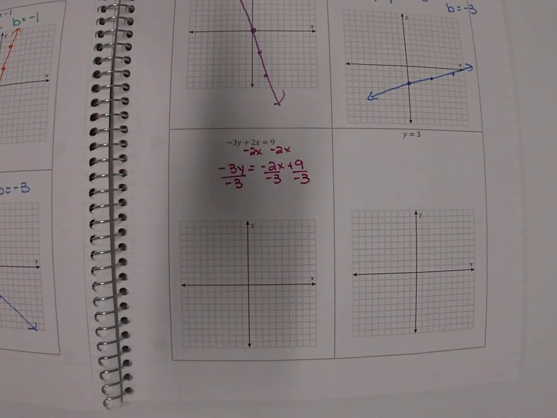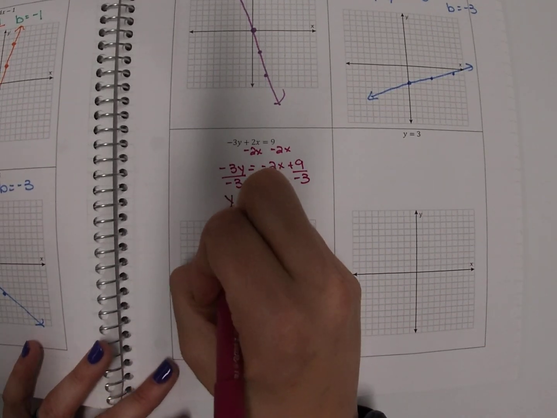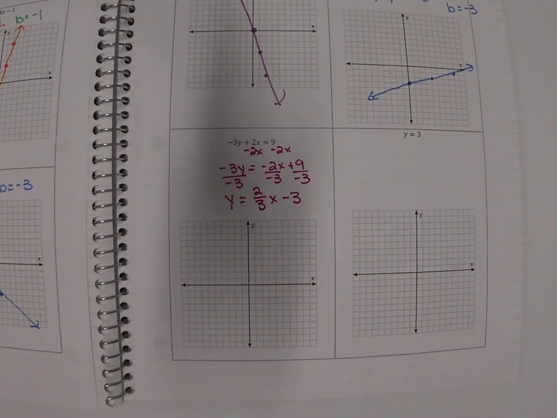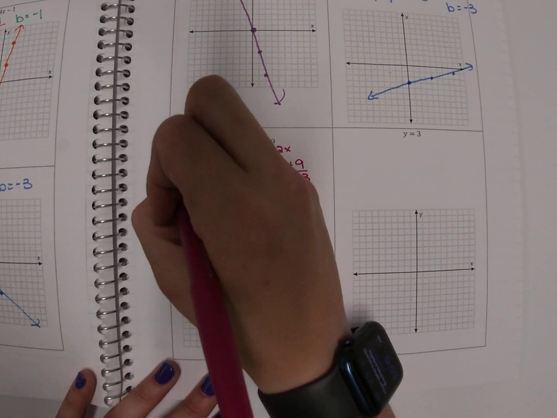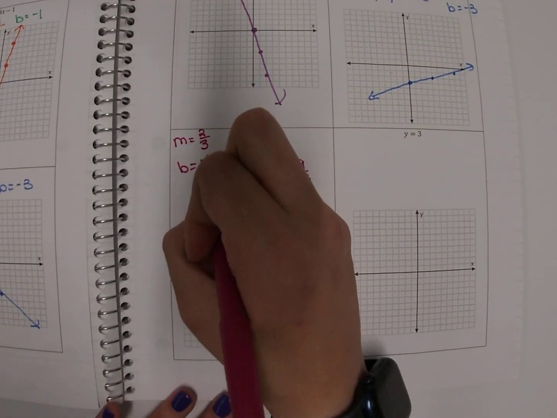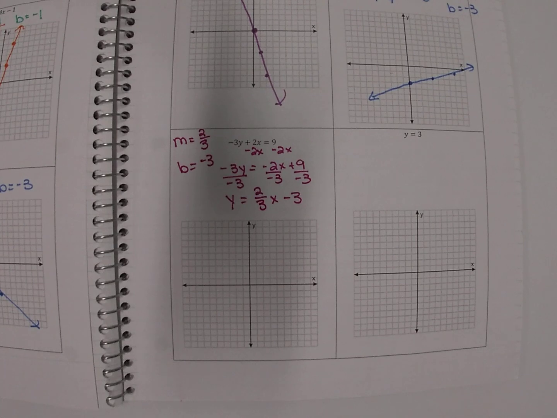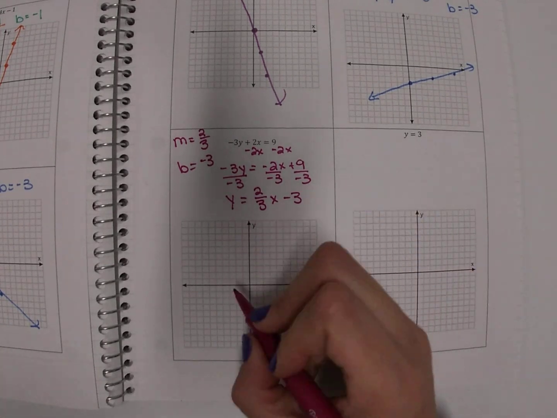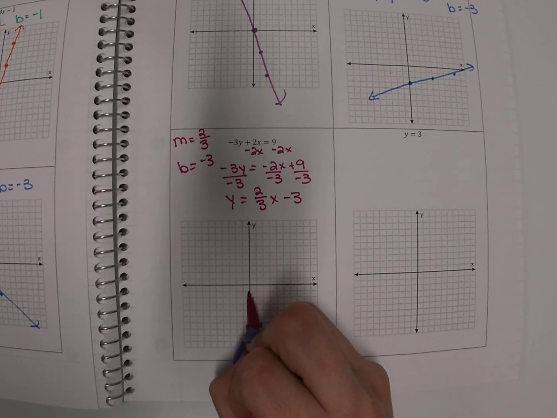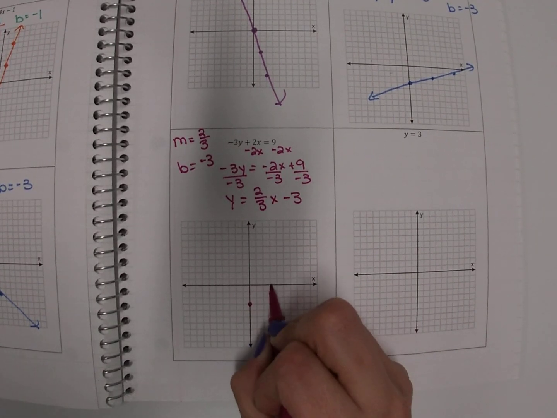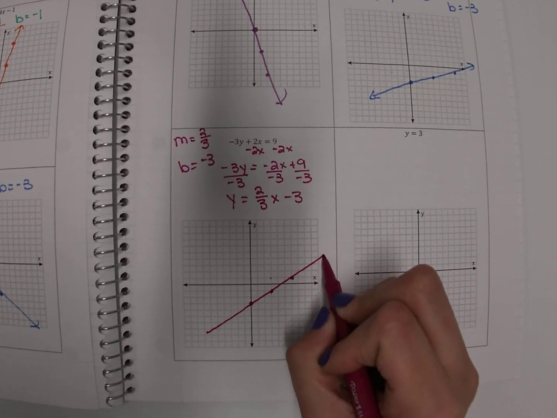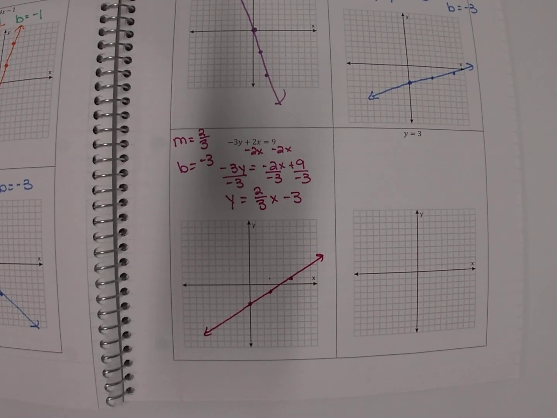Now, again, it doesn't matter if you put that x first or not. Just make sure that once you get it solved, you know that your slope is what's in front of x. So our m is the 2/3, and our b is the -3. So we're going to start at -3, because that's our b. We're going to do a rise of up 2 over 3. Up 2 over 3. And there is our graph.